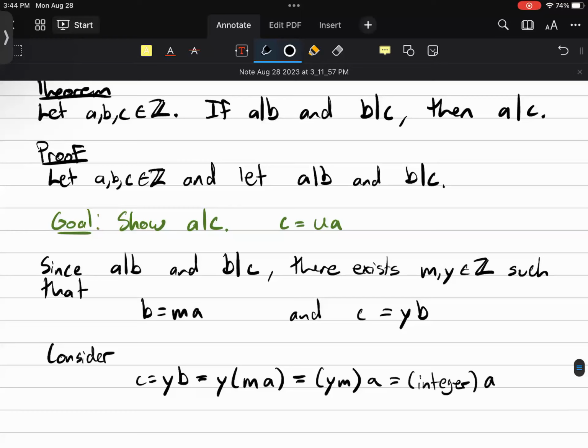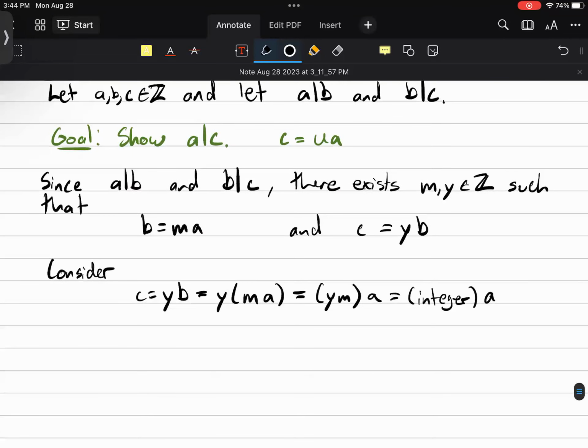So through this string of expressions, what have we now shown? C is equal to what? Some integer times A. Well, since I can write C as some integer times A, what does that imply by definition? Let's see. Since C is equal to some integer times A, then we know A divides C.